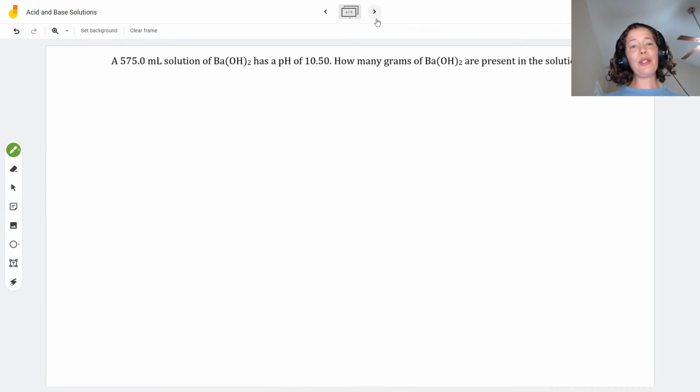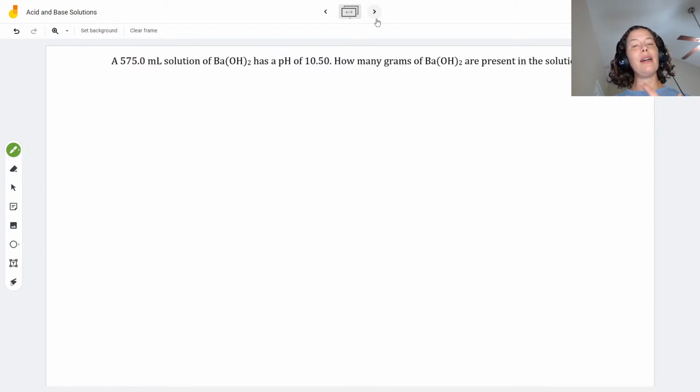All right, so we're back to bases here. A 575 milliliter solution of barium hydroxide has a pH of 10.5. How many grams of barium hydroxide are present in the solution? Okay, so this is one where we're working backwards. We have the pH and we want to figure out how many grams of barium hydroxide were added.